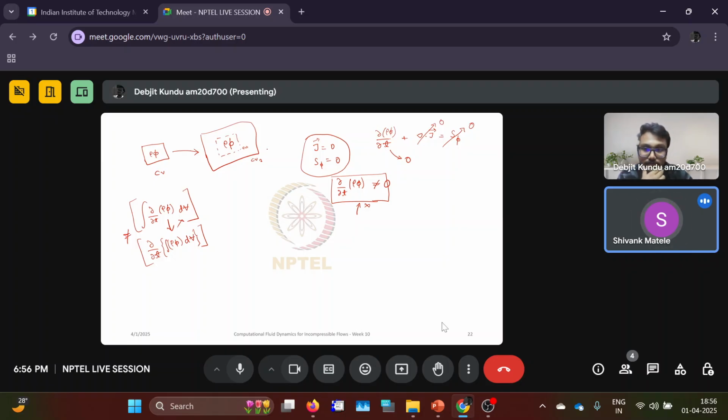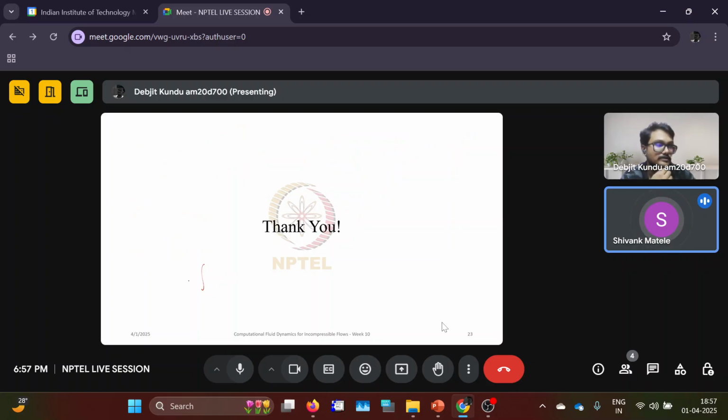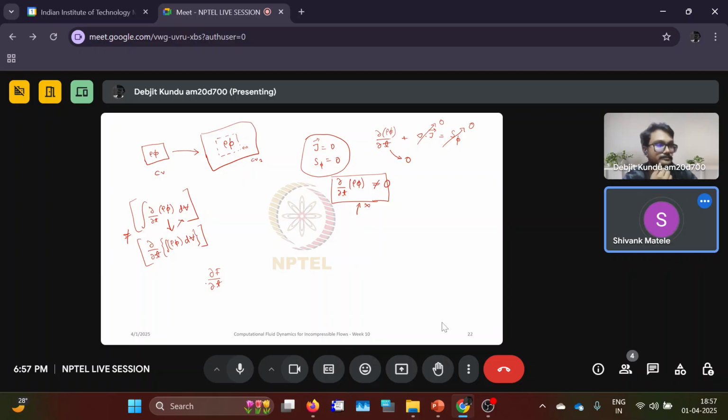Let's go by some other logic. Let's say rho phi may be some function f. At every location we have some f. Integrating this function over the control volume means adding all the small f over the complete control volume, and then taking its differential with respect to time. This is one thing. On the other hand, I first add up all the f1, f2, f3 across the control volume, and then take the differential with respect to time.